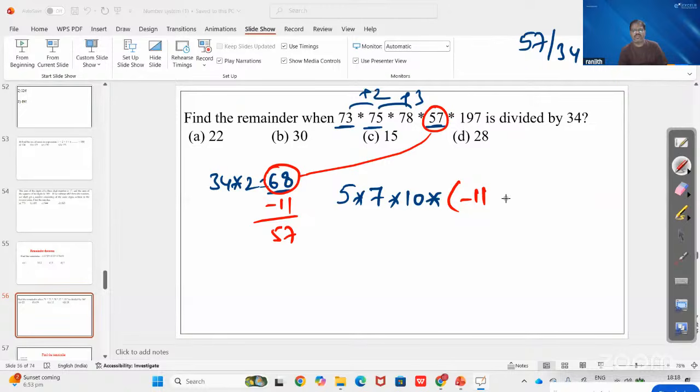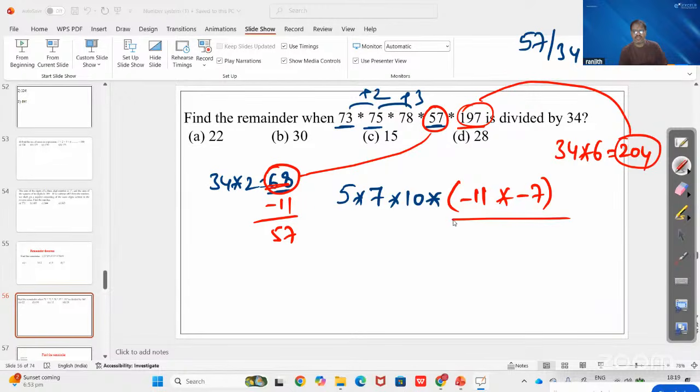And the next will be equal to 197. 34 twos are 68. Here we are having 197. 34 into 6 will be equal to 204. So 197, 204, difference will be equal to 7. That is minus 7 divided by 34.